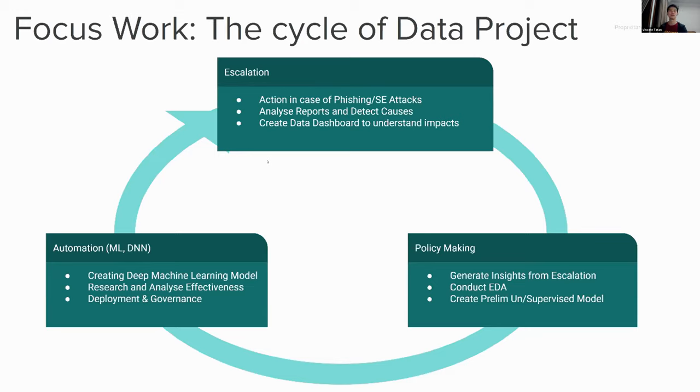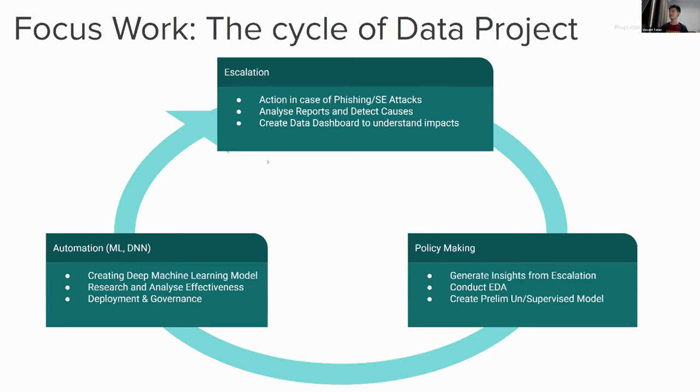Deep learning. So of course, by the end of the day, there are limitations to how we can take a look into the data and escalations. So what we do is make sure that we scale it up, right? And we use a bunch of machine learning tools, maybe within NLP, within computer vision, to make sure that we are catching the bad guys, right? So this is automation, and of course, it goes back to escalations.